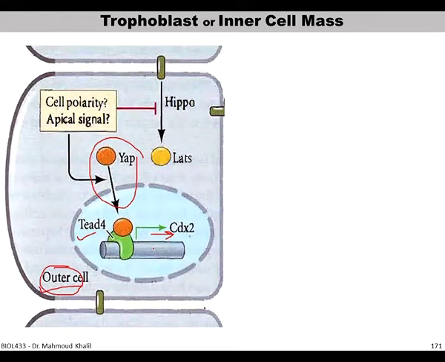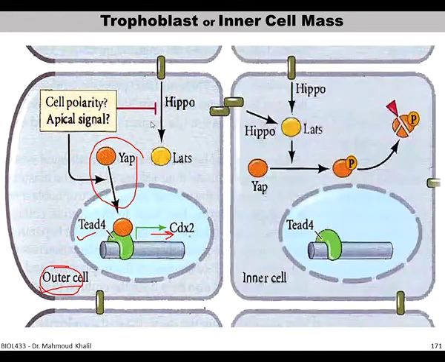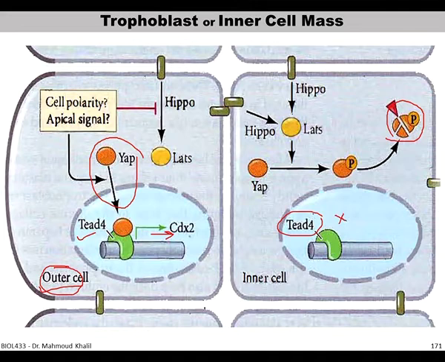To describe the previous slide, actually the inner cells activate LATS protein through another protein, which is the cell surface kinase, HIPPO. LATS is a kinase that phosphorylates the YAP protein. The phosphorylated YAP is not able to enter the nucleus and is subsequently degraded because it's not recruited inside the nucleus. Therefore, in inner cell mass, TEAD4 cannot function, so CDX2 remains untranscribed.